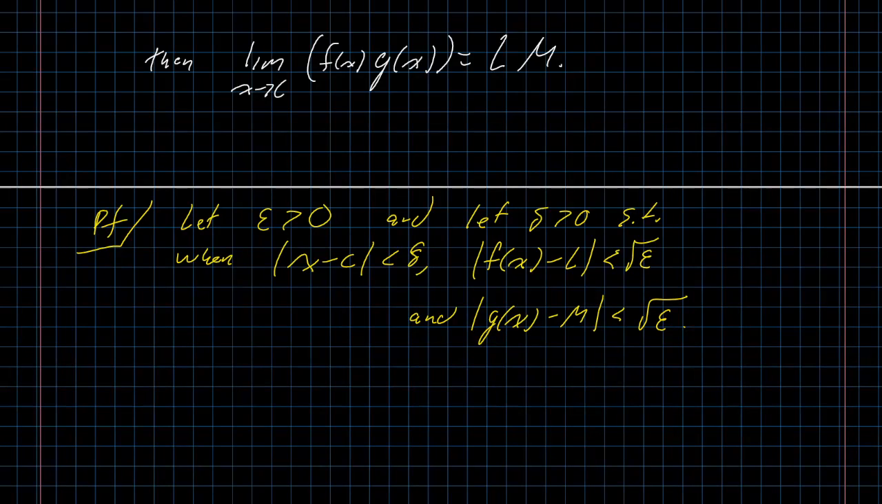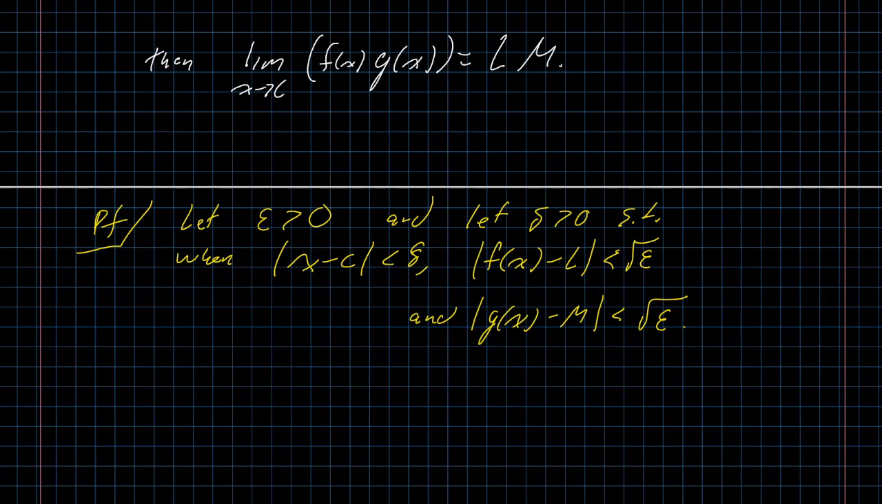All right. So let's let epsilon be bigger than 0. And because the limits of f and g are known, that means that there must be a delta bigger than 0, such that whenever the absolute value of x minus c is less than delta, the absolute value of f of x minus L and the absolute value of g of x minus M are each less than some positive value. And here I'm going to choose the square root of epsilon as that positive value.